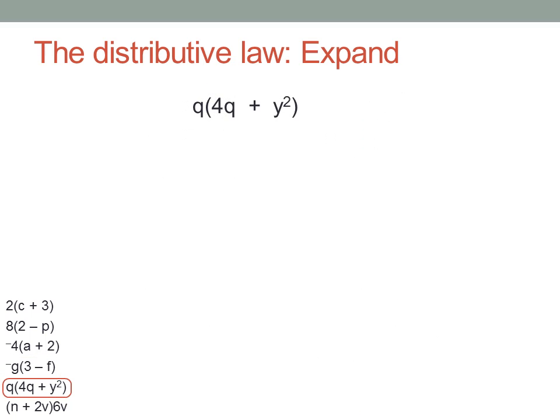Now from here, we just need some more practice. Let me show you a couple more examples of what can happen. q times brackets 4q plus y squared. Exactly as before, distribute the times over the sum in brackets. q times 4q plus q times y squared. Now simplify the first term using power notation. 4q squared plus qy squared. Remember, qy squared means q times y squared, not qy all squared. That's order of operations again. Exponents happen first before the multiplication.